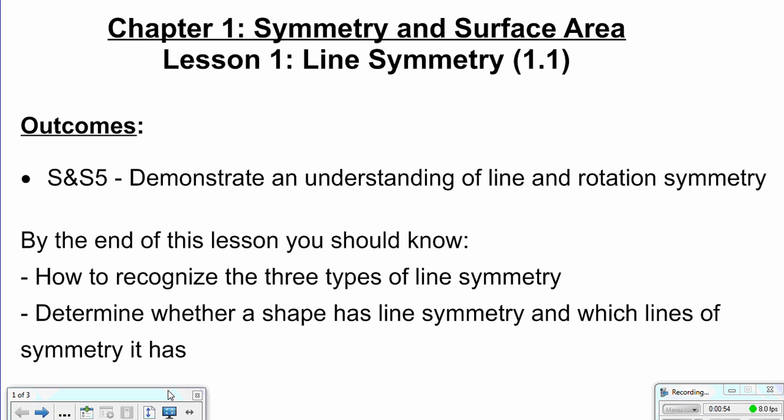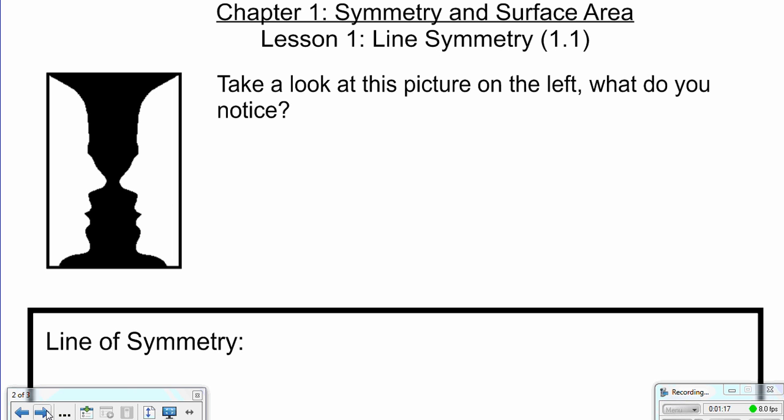So anyways, for this first lesson, we're going to look at line symmetry. By the end of this lesson, you should know how to recognize the three main types of line symmetry that we'll be looking at, and determine whether a shape has line symmetry, and then if it does, what types of line symmetry it has. And it may be one, and it may be more than one. So let's look at our first examples.